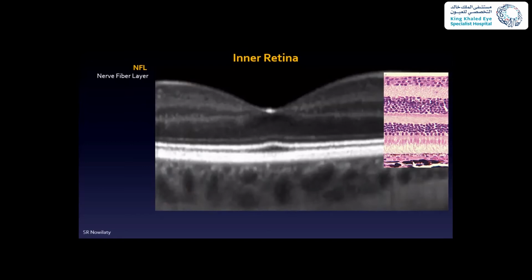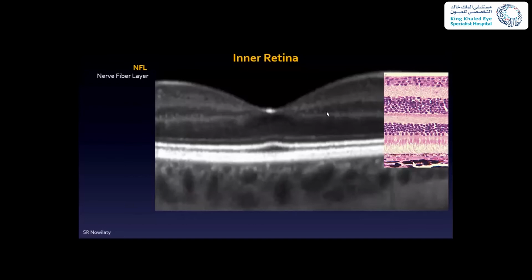That means it's going to be bright, okay? Hyper-reflective. All the fibrous layers, that means all the axons and the dendrites and how they interact with each other, that is going to be hyper-reflective. And all the layers of nuclei, okay, whether it's the ganglion cell layer or the inner nuclear layer or the outer nuclear layer, which is the layer where the photoreceptors' nuclei are housed, these areas are hyporeflective. They are going to appear dark.